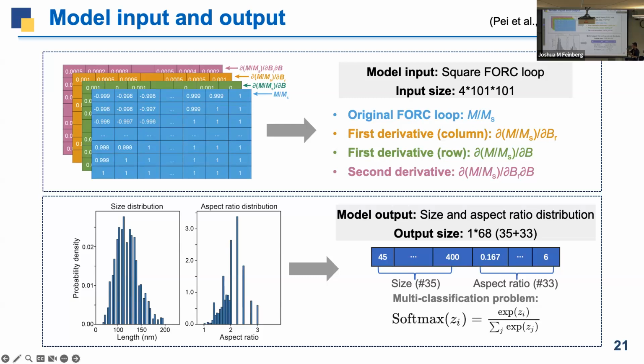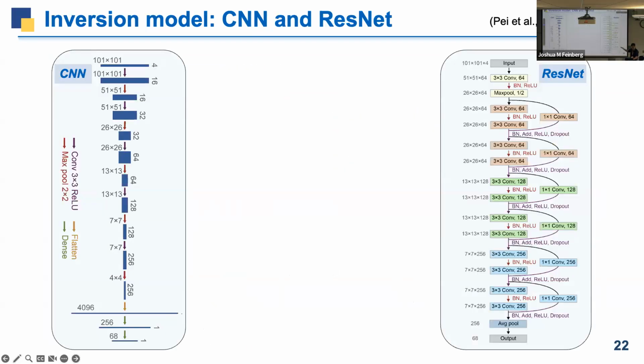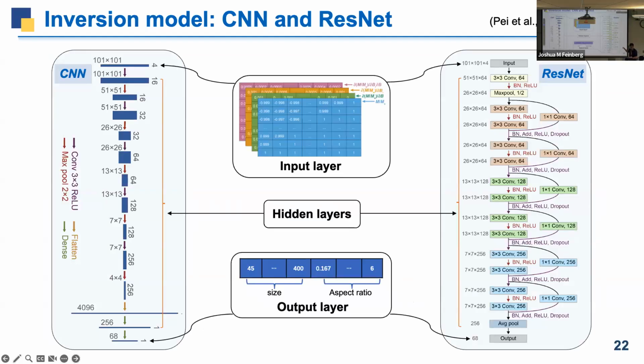We tried to use a regression problem, but it's very difficult to train. So we just use a multi-classification problem, and the model will tell you if it's 4,100 or not, giving you a probability for each size and each aspect ratio parameter. And then we use two models. The first one is very similar to the LeNet I mentioned before. The other one is ResNet. It has deeper structures, but they're all neural networks with different numbers of layers.